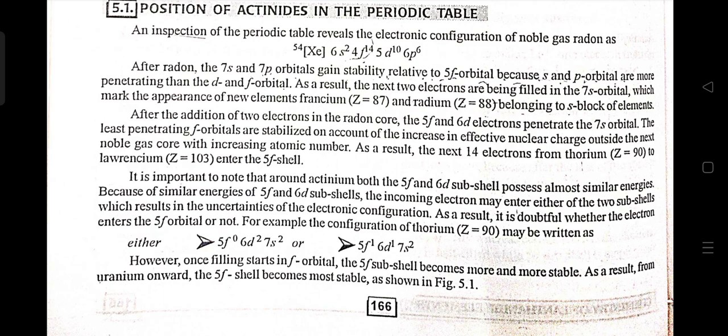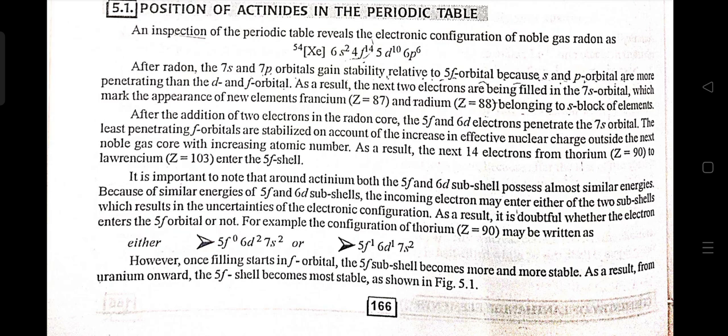After the addition of two electrons in the radon core, the 5f and 6d orbitals penetrate the 7s orbital. The least penetrating 5f orbitals are stabilized on account of the increase in effective nuclear charge outside the next noble gas core with increasing atomic number. As a result, the next 14 elements from thorium to lawrencium enter the 5f subshell.